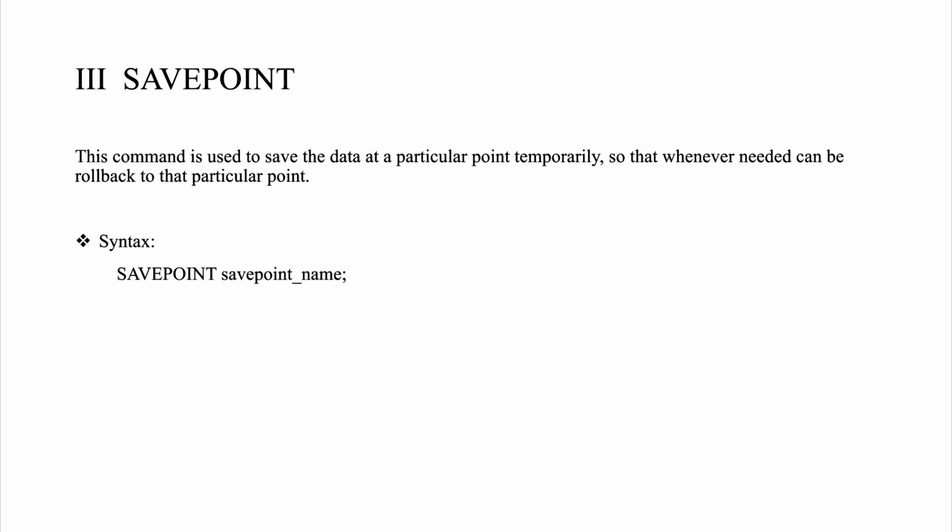The next command is savepoint. This command is used to save the data at a particular point temporarily so that whenever needed, it can be rolled back to that particular point. Syntax: savepoint savepoint_name semicolon.